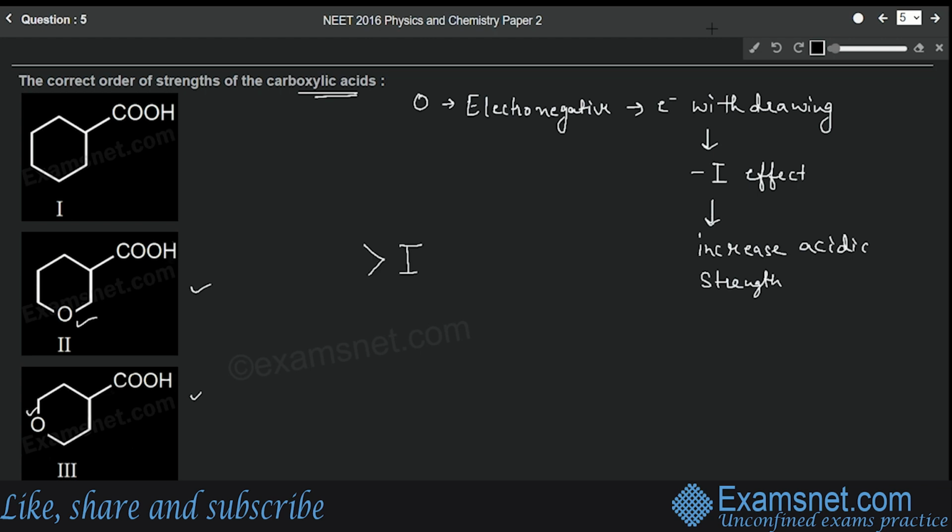Then out of second and third, which one will be strongest? We know that it also depends on the distance of that electronegative atom. So in the second one, this oxygen seems to be closer to this carboxylic group, whereas in the third one this is at a distance. So this is 1, 2, 3, 4, at fourth position. Here it is 1, 2, 3. So this is closer in second, therefore second will be the strongest acid, whereas third will be less than the second one but more than the first one. So this will be the correct sequence.